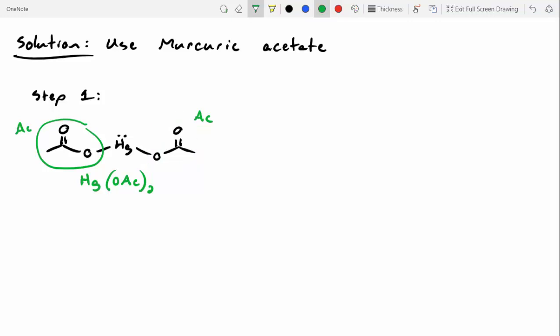Sorry, the acetate group is the outer portion. There we go. Which part? Hg. Sorry, my handwriting is not the best on the tablets. Is that MERCU or MU? I think it's ME. Sorry. There we go. Mercuric acetate.